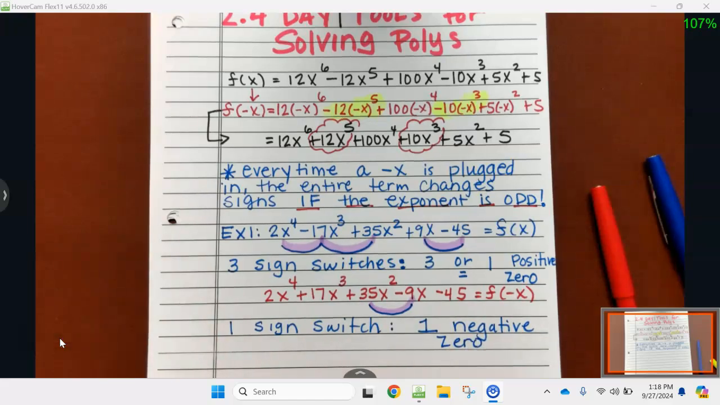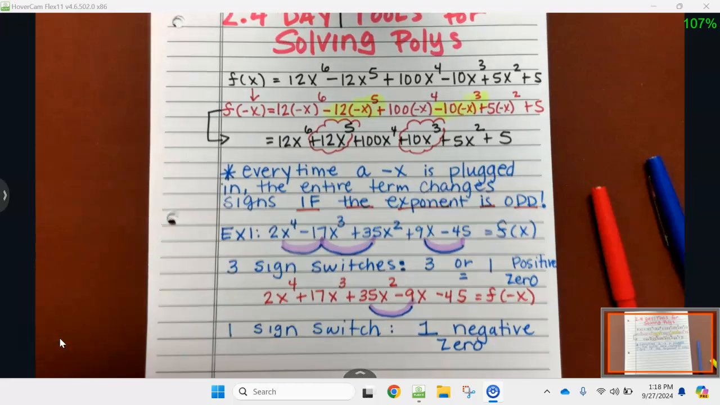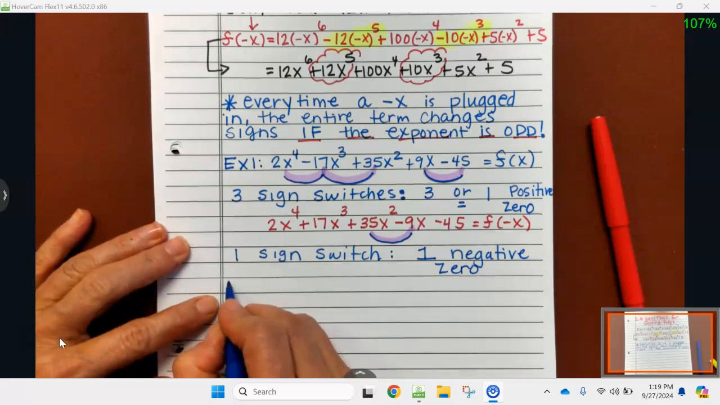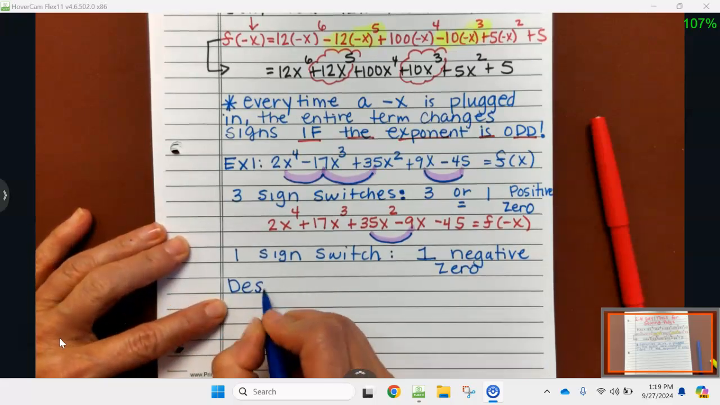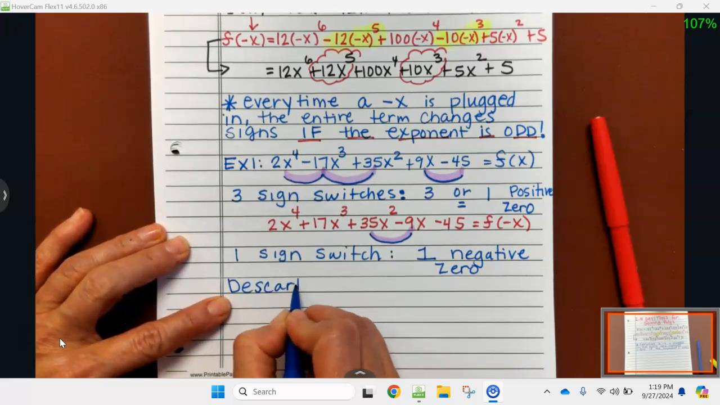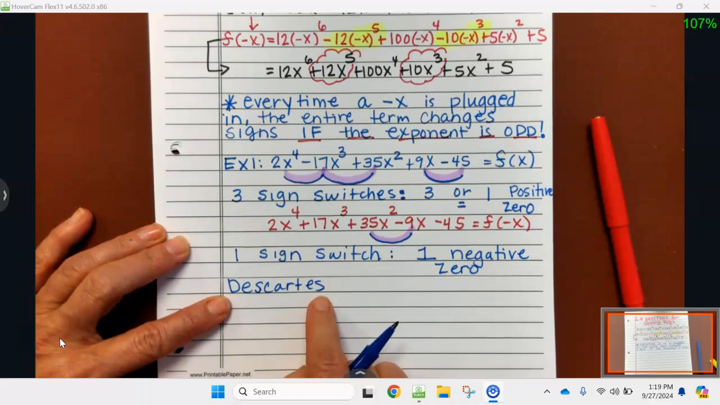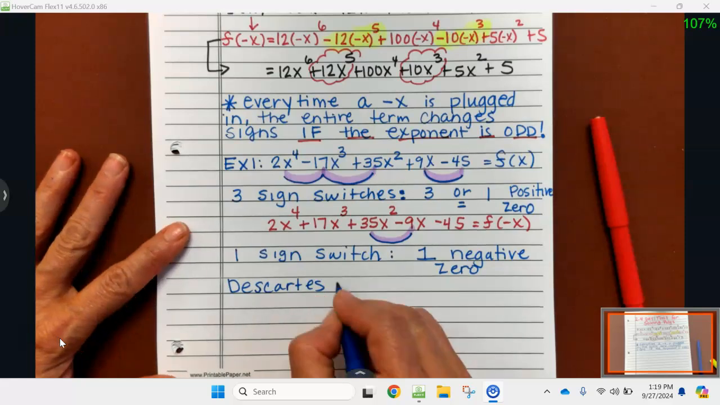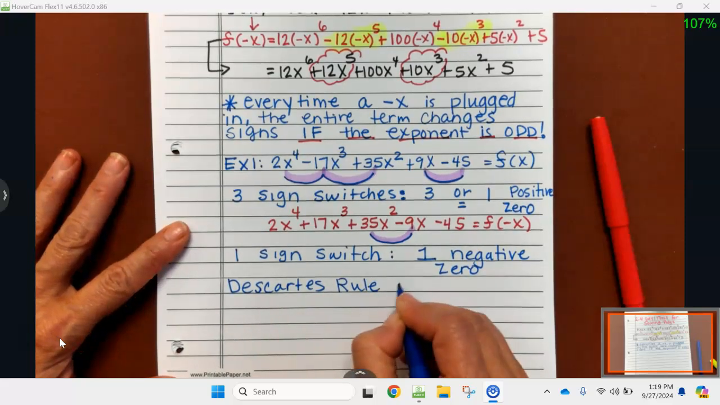Now, what this rule is called, it's called the Descartes rule of signs. And he is, I believe, French. I can't believe I'm putting myself on the spot like this. But the reason why I bring it up, he has an S at the end of his name. It's silent. We don't say that. It's called Descartes rule of signs.